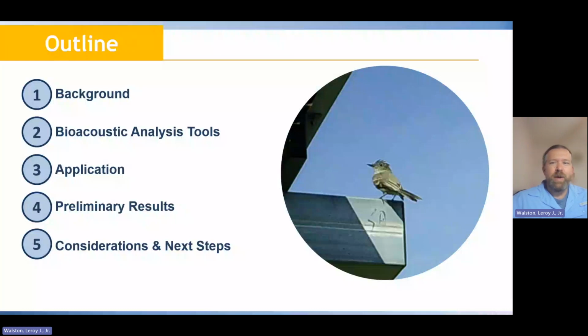I'll begin with a brief background on passive acoustic monitoring in general. I'll then talk about bioacoustical analysis methods with a focus on AI tools. I'll then talk about how we apply these technologies to our projects, the DOE PHASE and DOE Inspire projects. I'll then present some preliminary results and then finish with some discussion on inferences, considerations, and next steps.